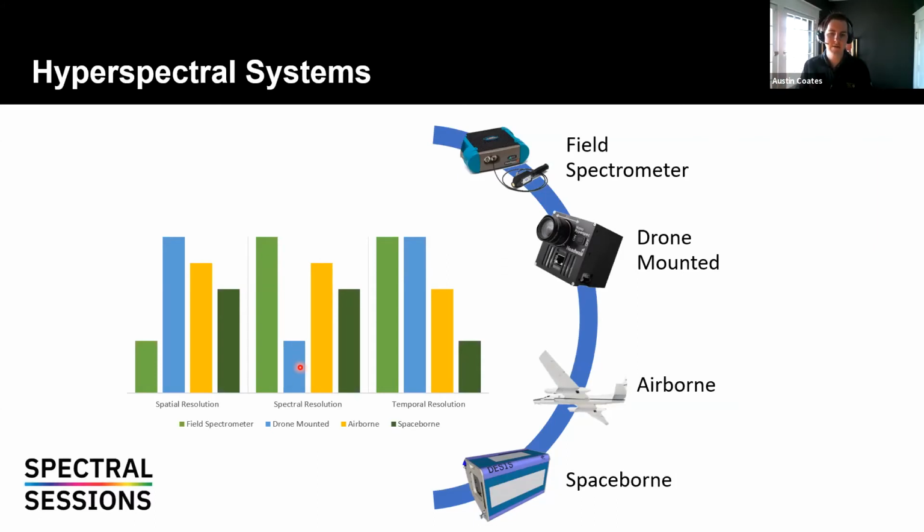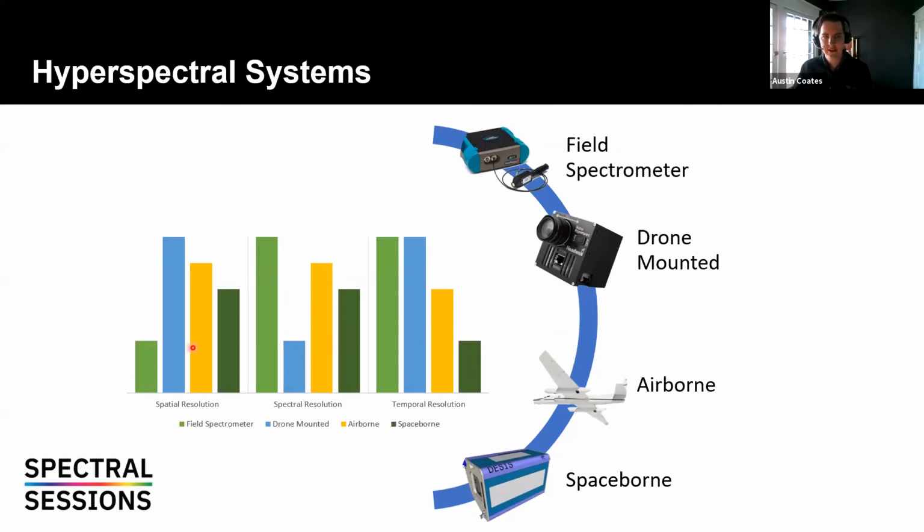Drone mounted remote sensing systems have a hard time, because sometimes you have to cool the sensor and sometimes you have to have a bigger sensor. That can be challenging. So spectral resolution drops off as far as the full profile is concerned, but it can be really, really good in narrow regions. You can still get hundreds of bands. Temporal, you can fly it anytime you want.